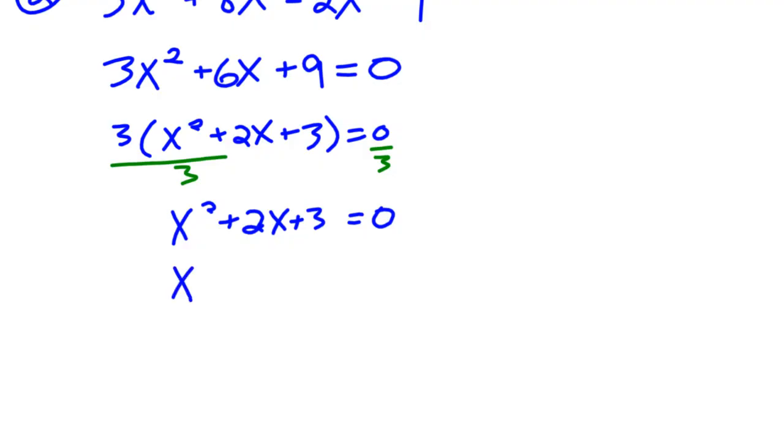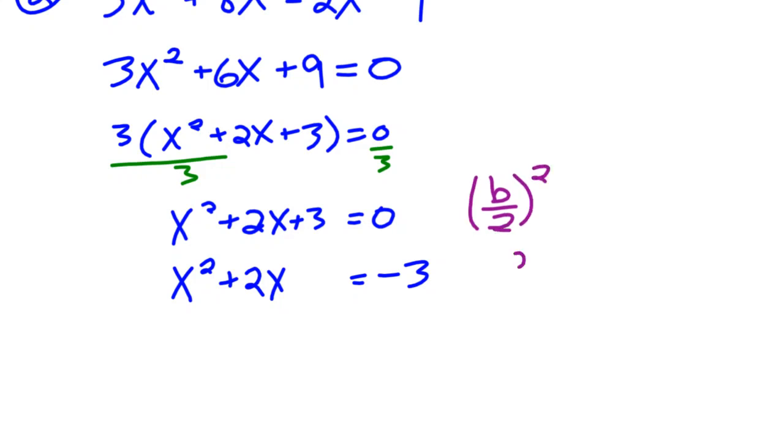So now that the leading coefficient of a is 1, we can begin our completing the square process. What we want to do first is get the x squared and the 2x by themselves. And then we want to add b divided by 2 squared to both sides of the equation. So the value of b is 2. So that's 1 squared and just 1. So we can add 1 to both sides of the equation.